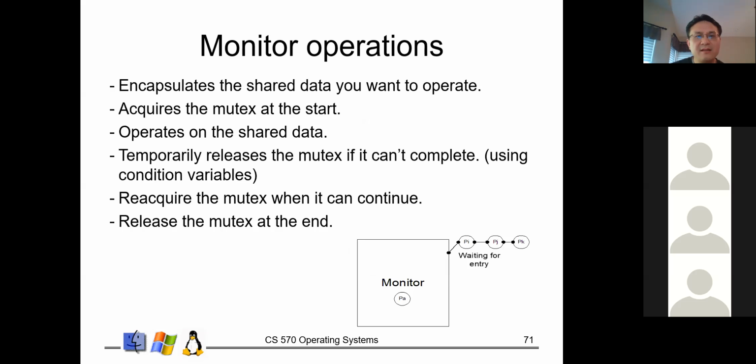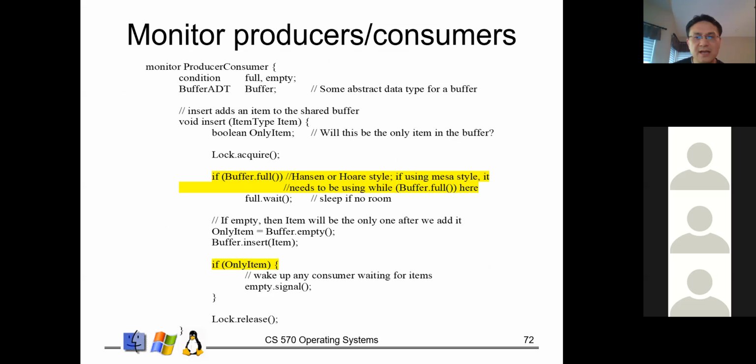All right, this is a recap of how a monitor operates. I described this already in detail. So let's look at this example here. We come back to this example.